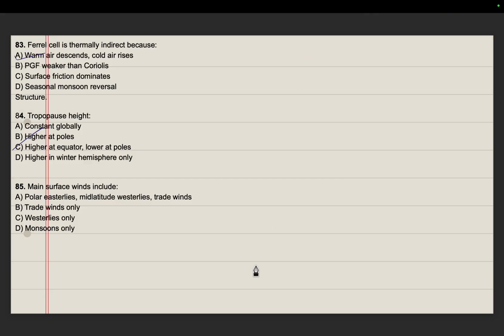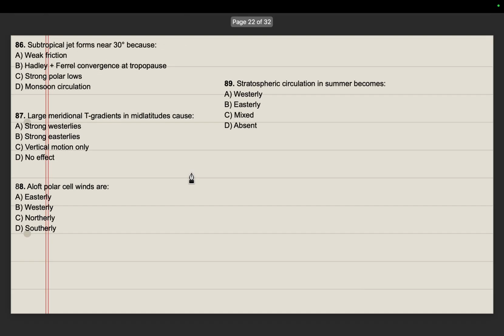And 85, main surface winds include polar easterlies, mid latitude westerlies, and trade winds. Trade winds only, westerlies only, monsoons only, option A. Yes, 85, option A. Now 86, subtropical jet forms near 30 degrees because of weak friction, Hadley and the Ferrel convergence at the tropopause, strong polar lows and the monsoon circulations.